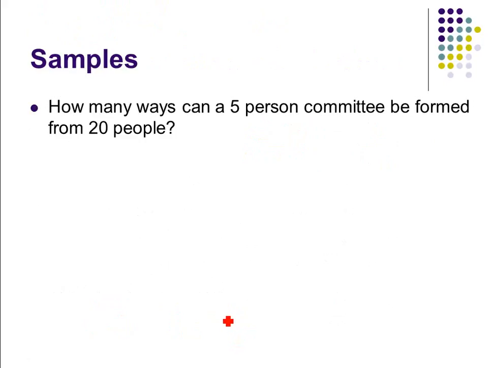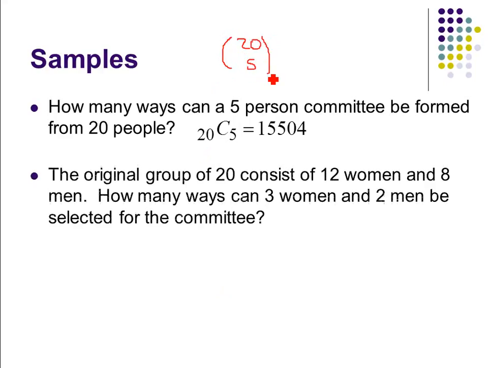Looking at combinations. How many different ways can I have a 5-person committee formed from 20 people? Well, in my classes I use the notation 20 choose 5. For yours, you would have 20 choose 5 written this way.